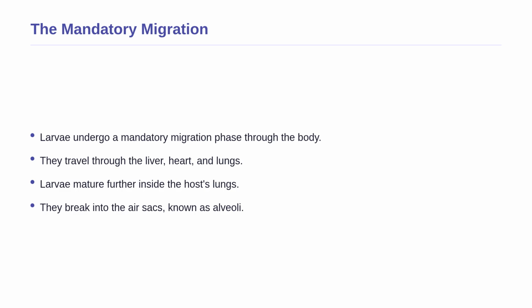Once they have entered the bloodstream, these larvae do not just wander randomly. They undergo a mandatory migration phase. This journey takes them through the liver, into the heart, and finally to the lungs. This lung phase is absolutely critical because the larvae need this specific environment to mature further. After spending some time developing in the lung tissue, they physically break into the tiny air sacs known as alveoli. This tissue damage is a key part of their development and leads to the next bizarre step in their life cycle.